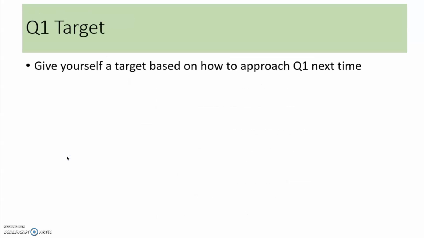But what I would like you to do now is to give yourself a target based on how to approach question 1 next time. What do you think you need to do in order to be able to answer question 1 properly? Is it the way you structure your answer? Is it to remember to reference both sources? Is it about revising your theorists? You know, give yourself a target, note that down, and you'll upload this onto your blog later on. Okay? So, have a go at that, pause me, and then come back for question 2.